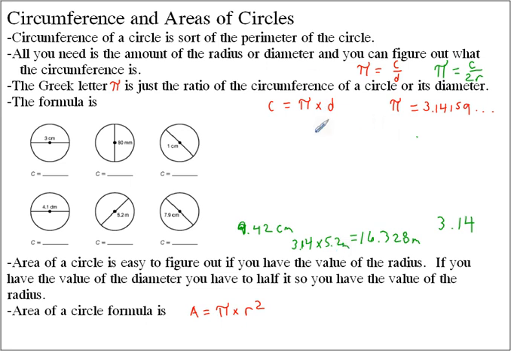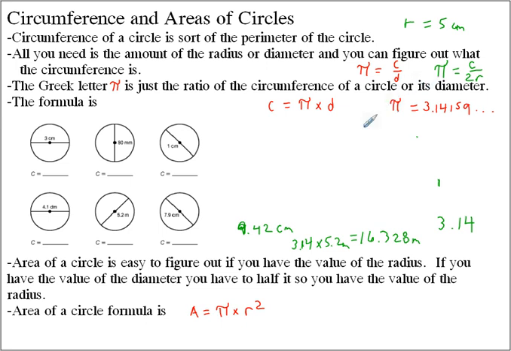Now, if instead we have the radius, let's imagine that we have a problem with a circle that has a radius instead of a diameter. Let's say the radius is going to be equal to 5 centimeters. So what's the diameter? It's going to be 10 centimeters. If you want to do it that way, you can do it that way.